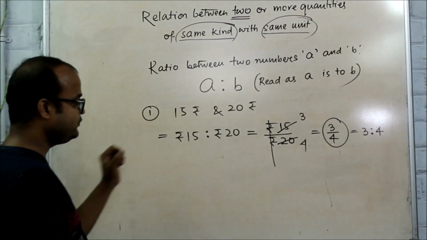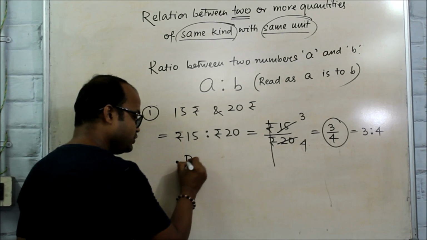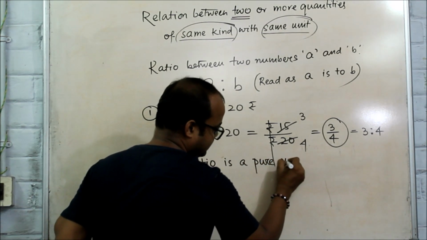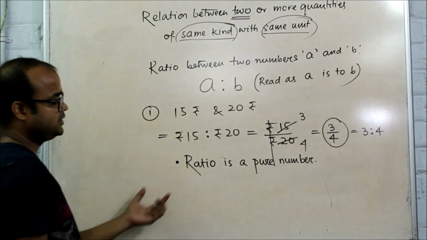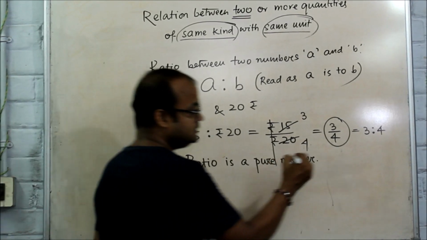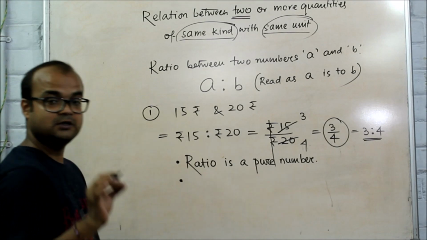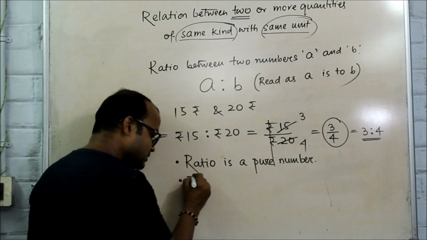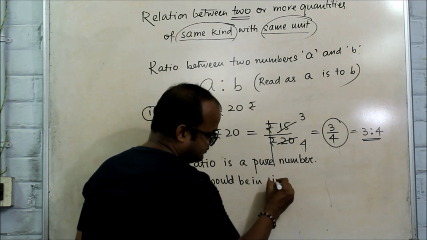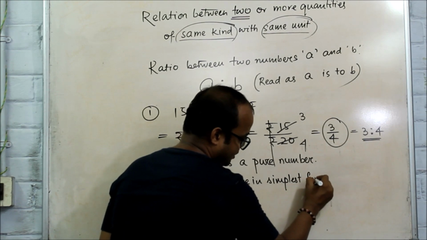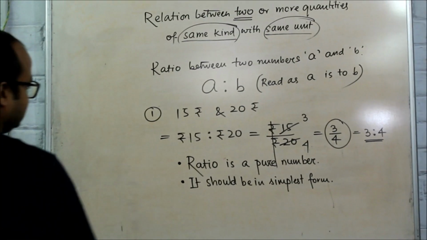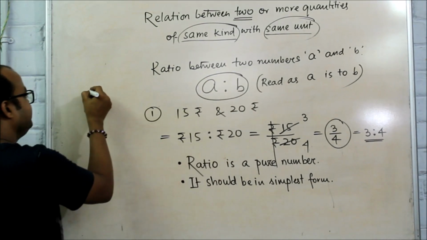So two things you need to learn from there. First is ratio is a pure number. Ratio is a pure number. And these two must be in simplest form. It should be in simplest form. Clear?